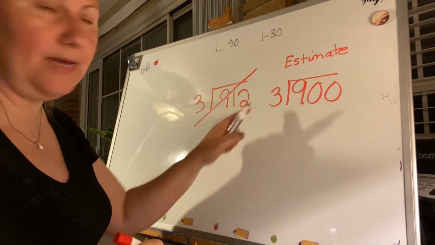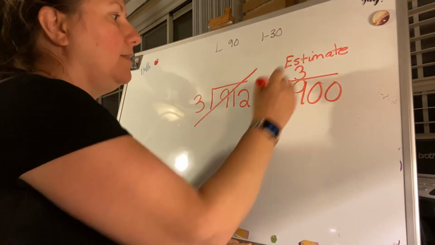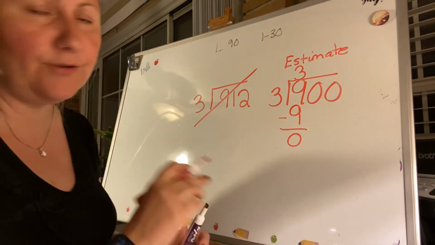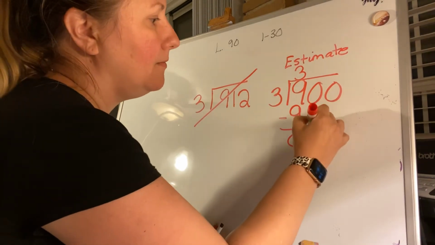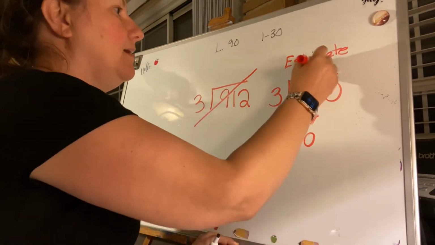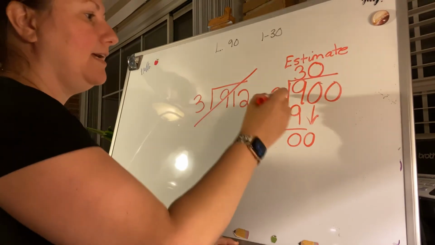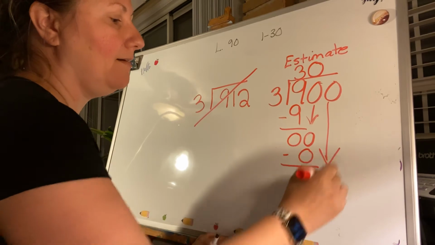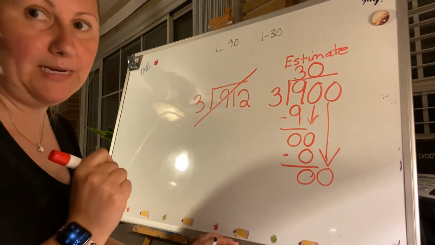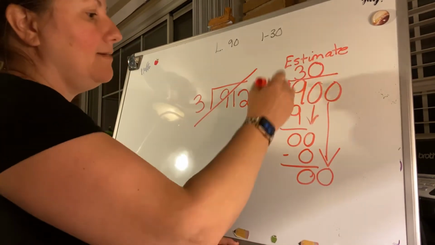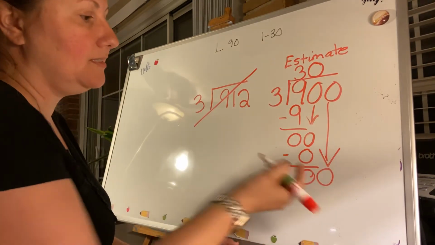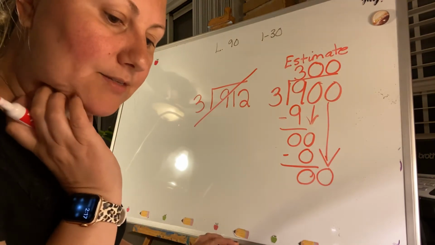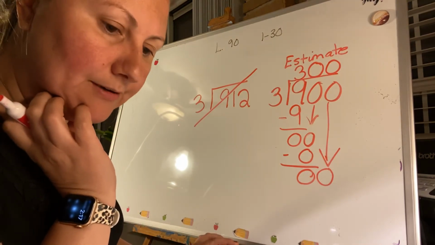Okay, 3 goes into 9 3 times. 3 times 3 is 9. Don't just leave out all the zeros. You need to use them. Bring down the next 0. That is going to give us 0. 0 times 3 is 0. Do the subtraction. Bring down all the zeros so that you know how many you need at the top. What times 3 makes 0? Or in other words, 0 divided by 3 is 0. So our estimate is 300.